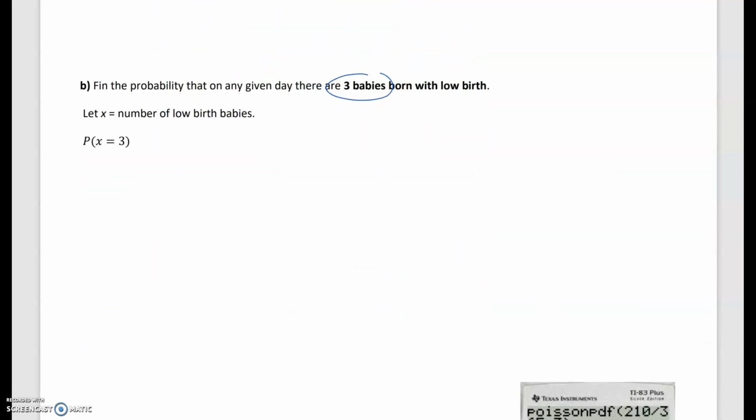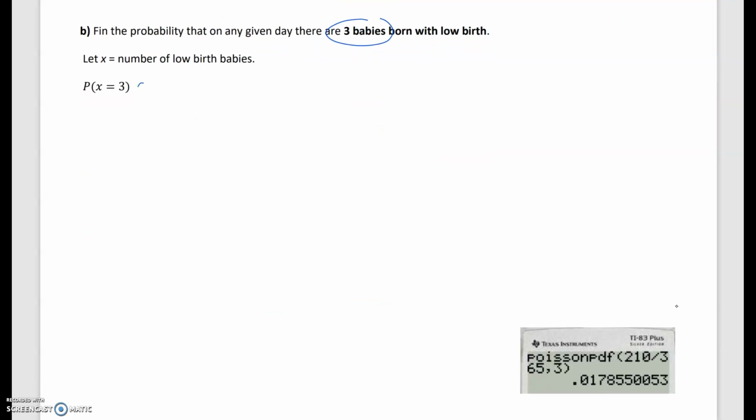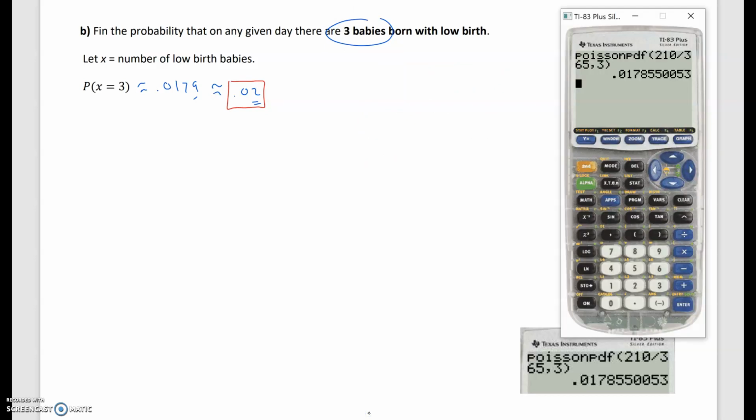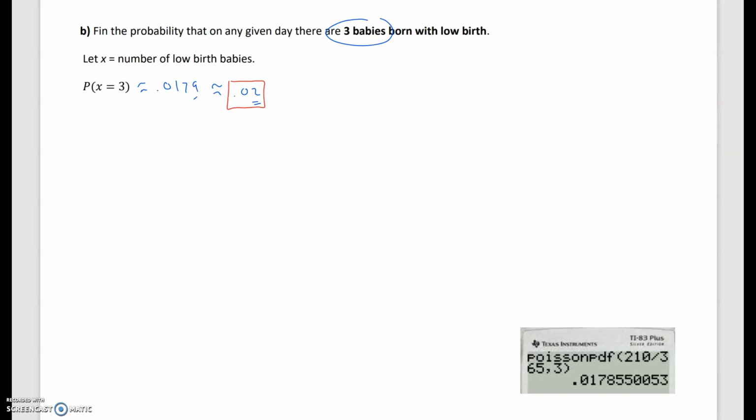So we're looking at 0.017 or 0.018 if we round to 3 decimal places. Let me write it up. I copied the code already. So in this case, this would be 0.179, or approximately 0.02 if we round to 2 decimal places. And let me just double check. 0.179, or 0.02 if we were to round to 2 decimal places.